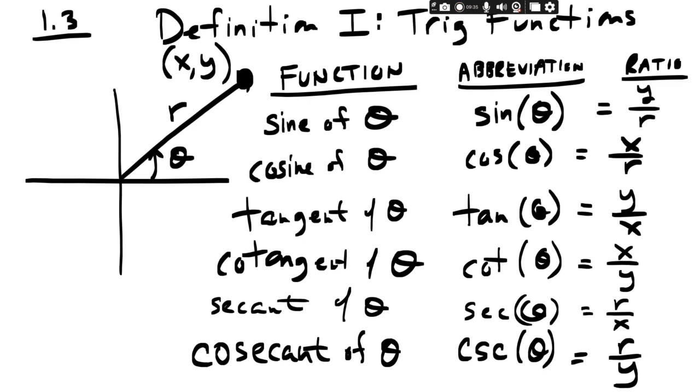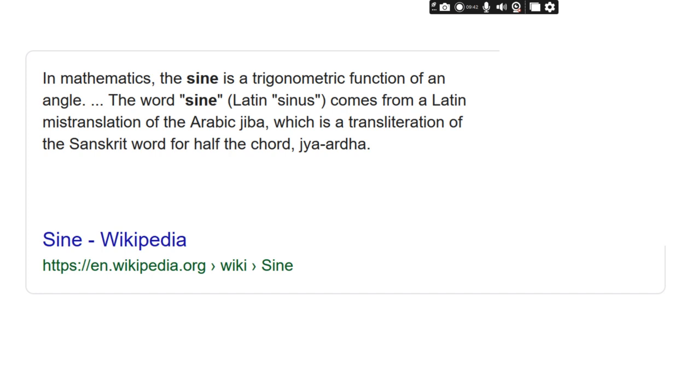So let's start using it. Oh, this was just a little blurb here. In mathematics, sine is a trig function. The word sine comes from a Latin mistranslation of jiba, which is a transliteration of a Sanskrit word. It was a Sanskrit word originally.